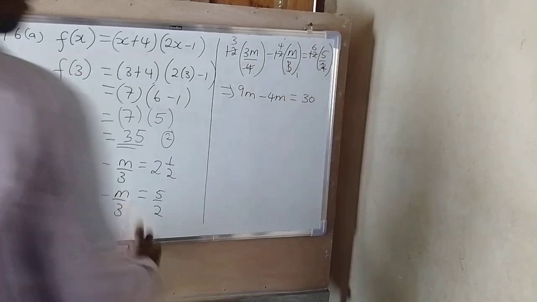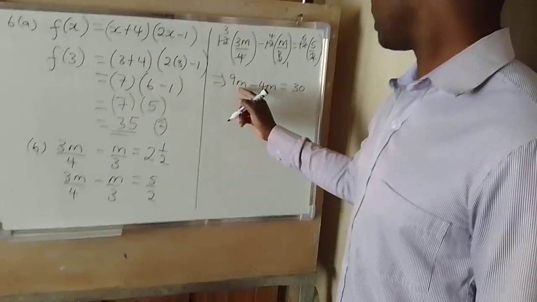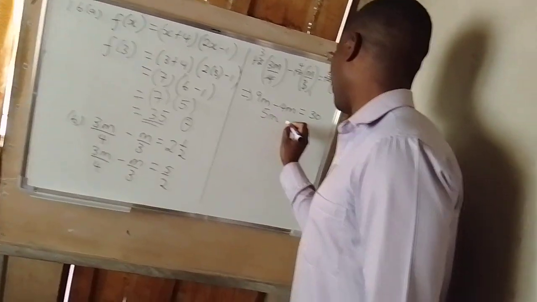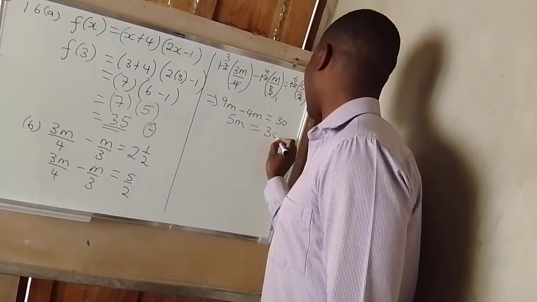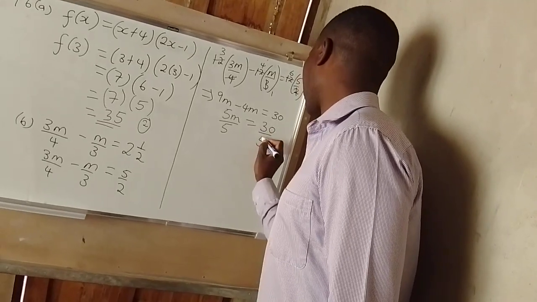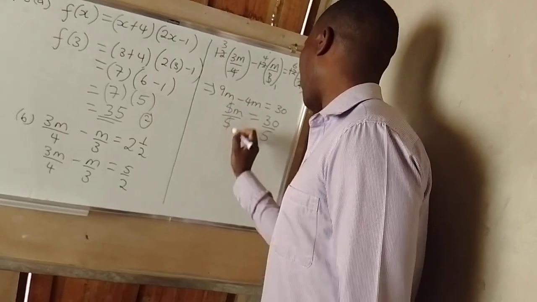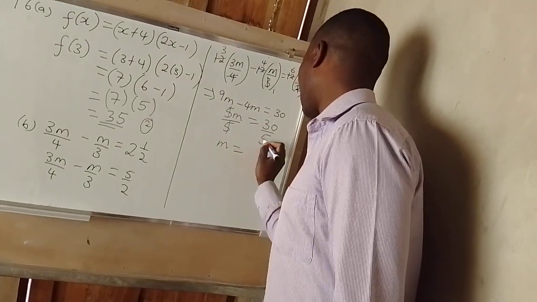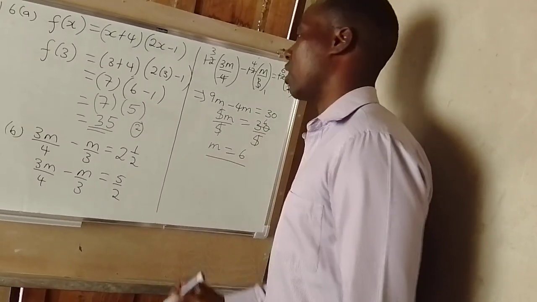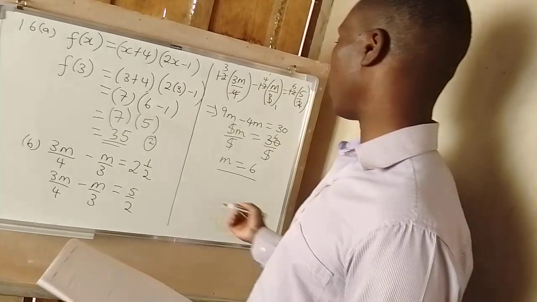It is now very, very simple. 9m minus 4m, we get our 5m. Being equals to 30. Now we divide both sides by 5. 5 into 5, 1. We are left with m is equals to 5 into 30, that's 6. So the value of m is 6.